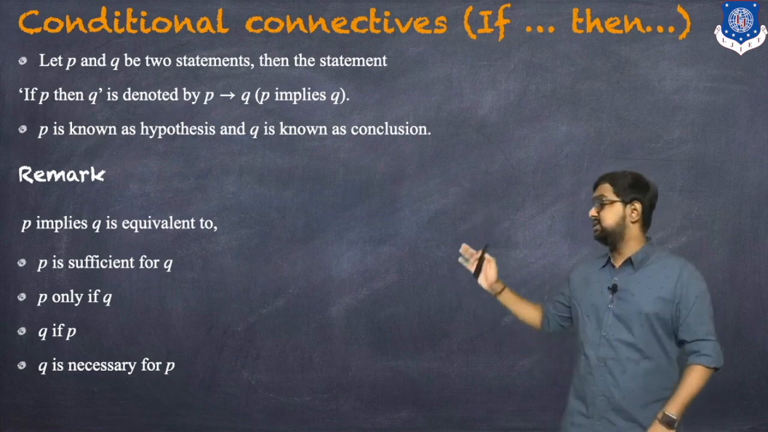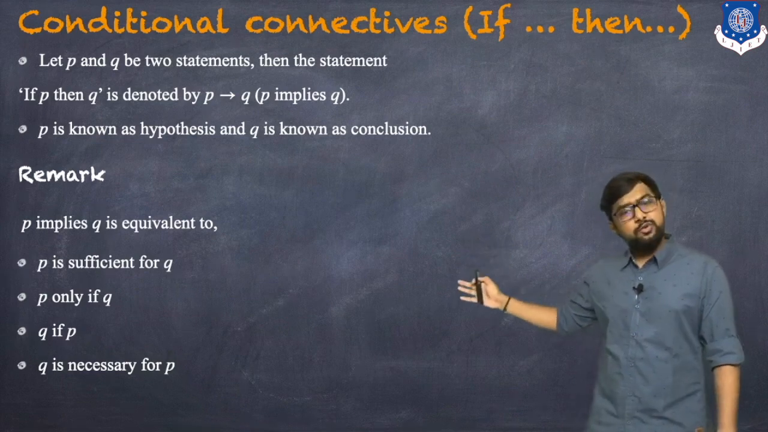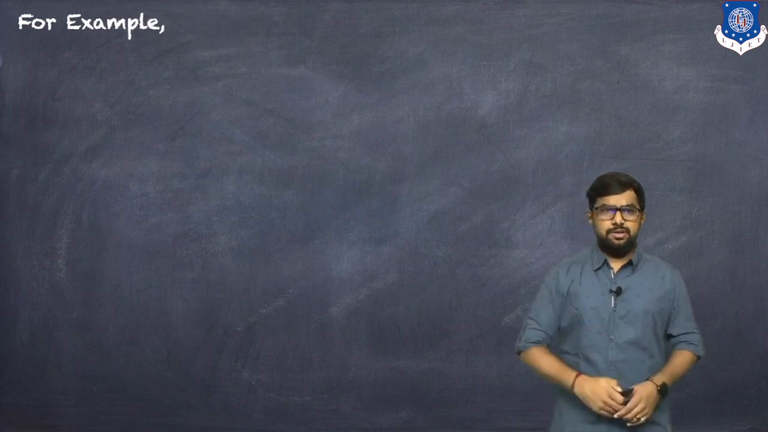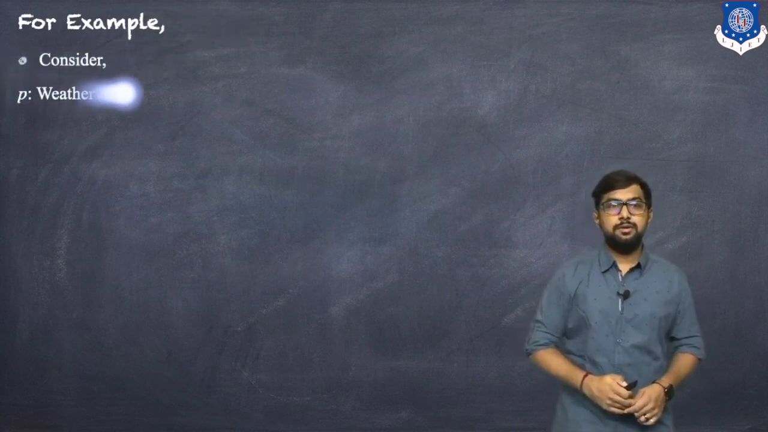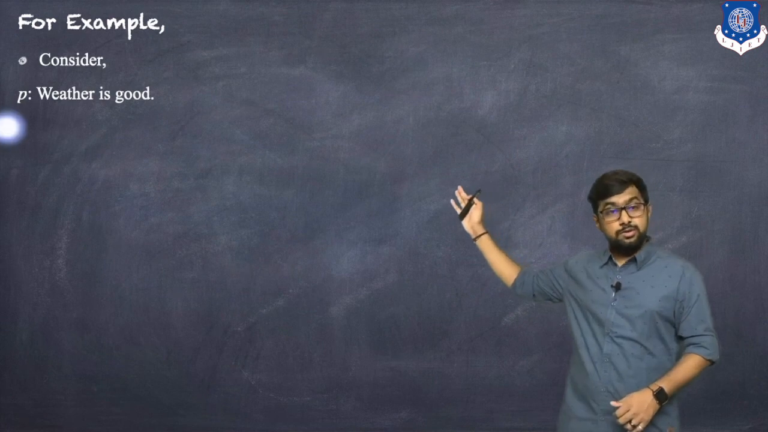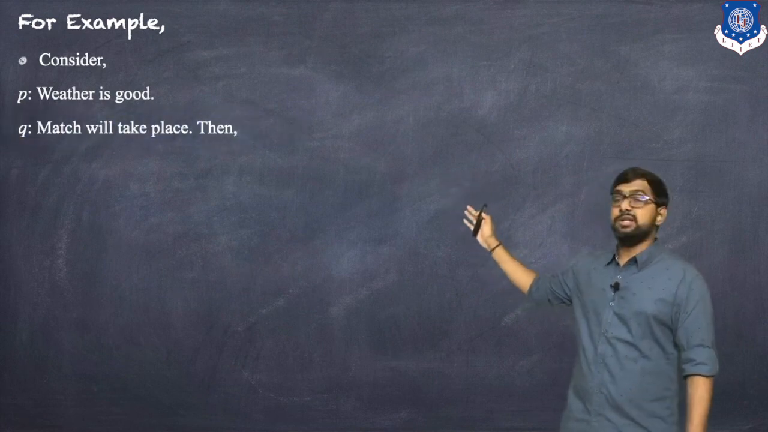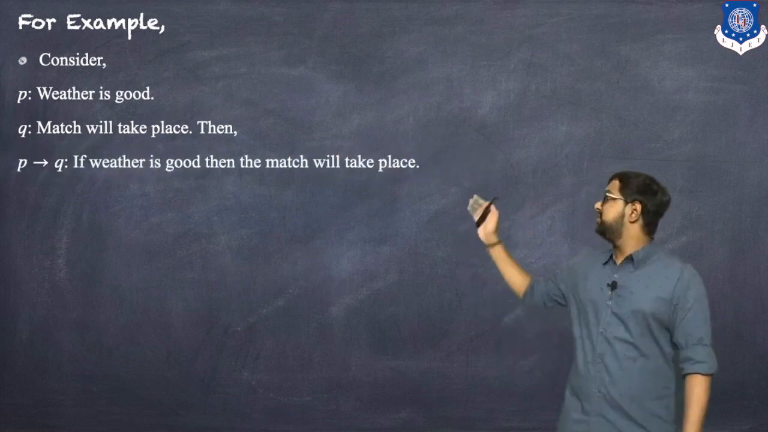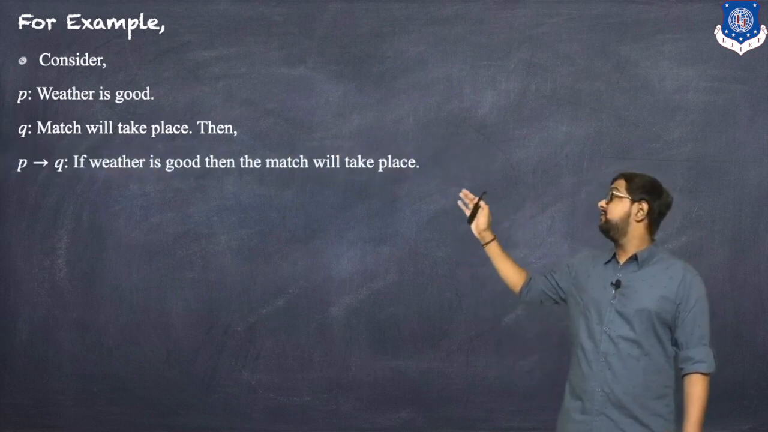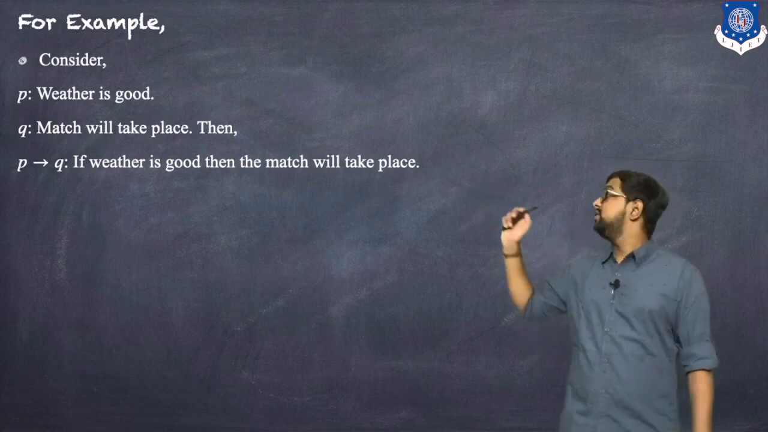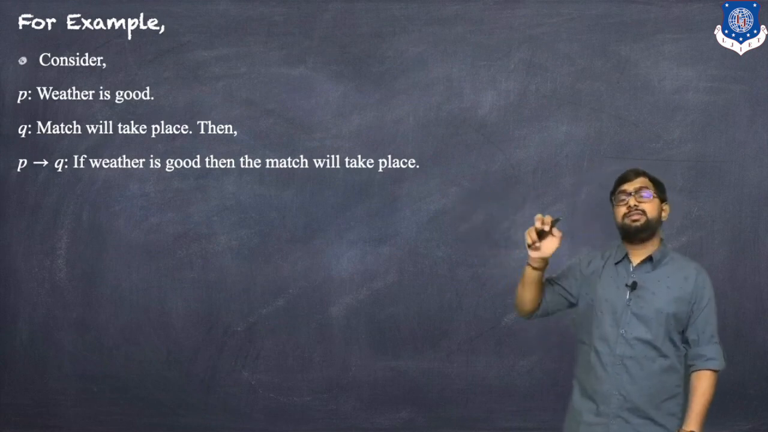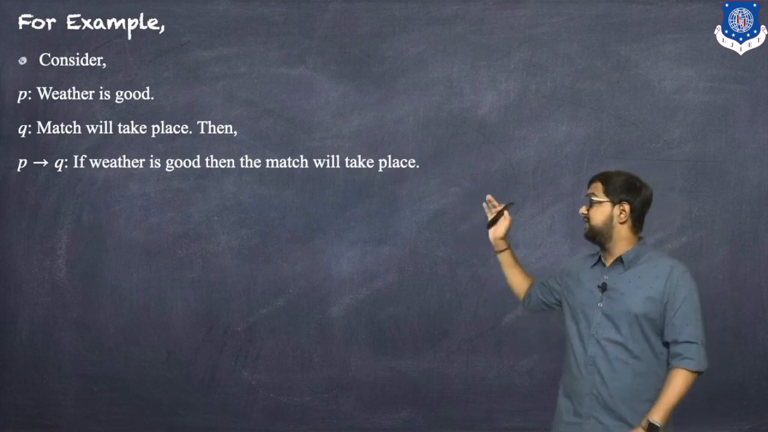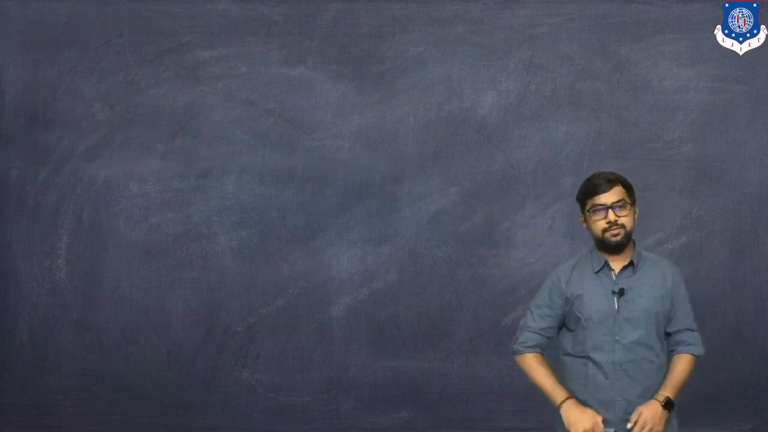These are the equivalent forms. Again I am repeating: P is sufficient for Q, P only if Q, Q if P, and Q is necessary for P. For example, consider P equals weather is good and Q is match will take place. So it is if then, that means P implies Q. If the first statement, weather is good, and then the second statement, match will take place. The final form will be: if weather is good, then the match will take place.